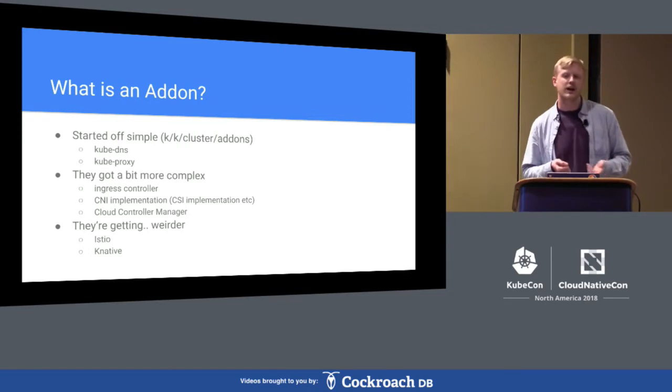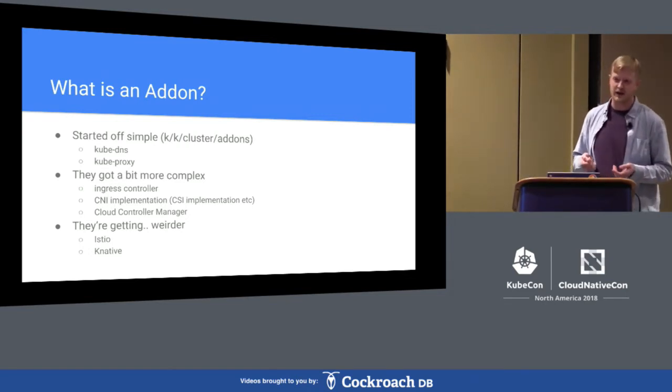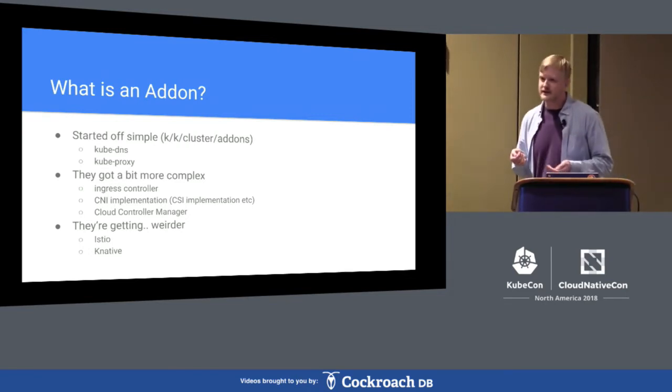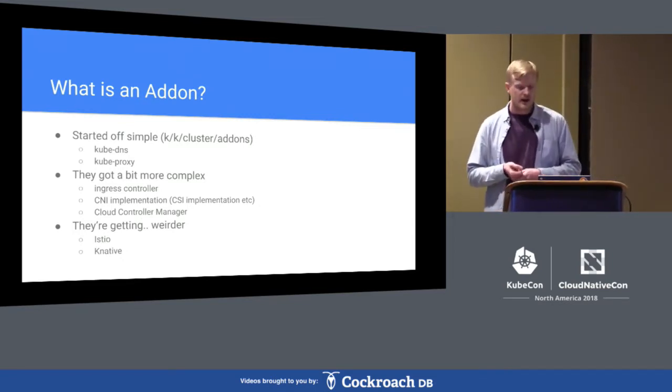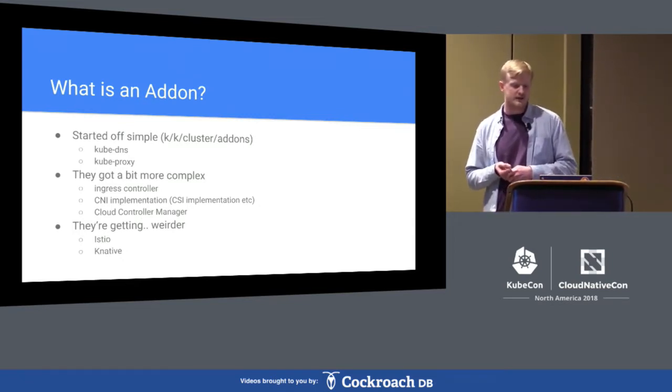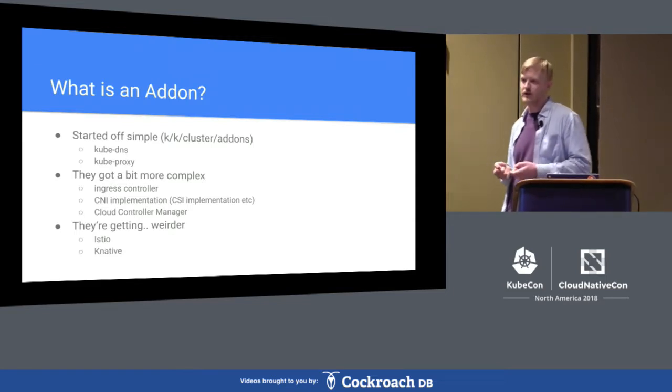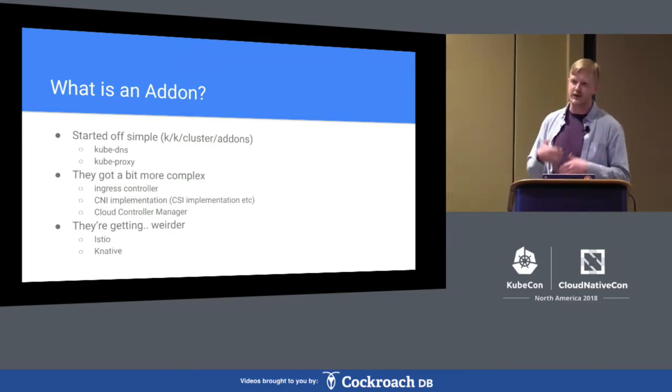If you look at a lot of the early add-ons, things like kube-proxy, kube-dns, these are very simple deployments, something that every cluster has. And it made a lot of sense to bake them directly into the Kubernetes release. So if you go to the Kubernetes repo's cluster add-ons, you'll see a bunch of YAML for these.